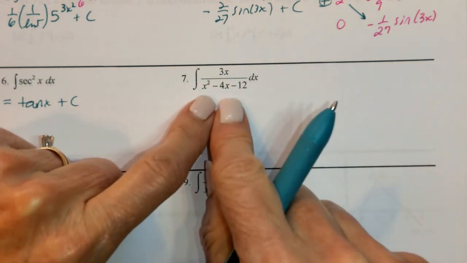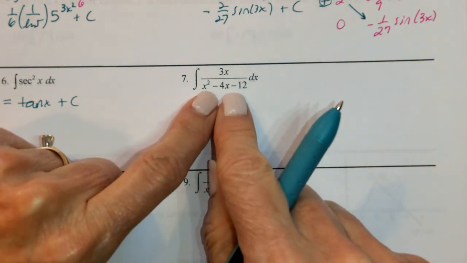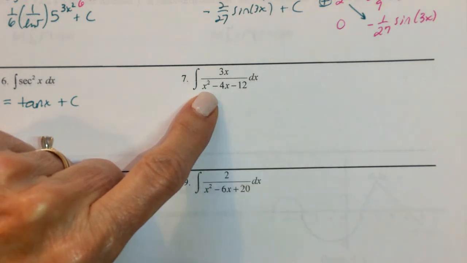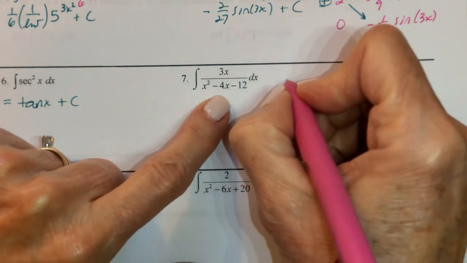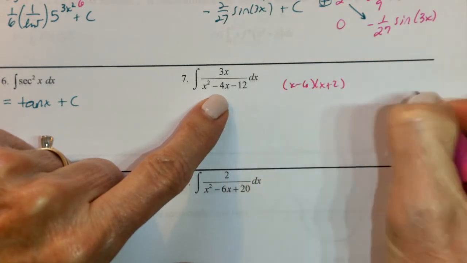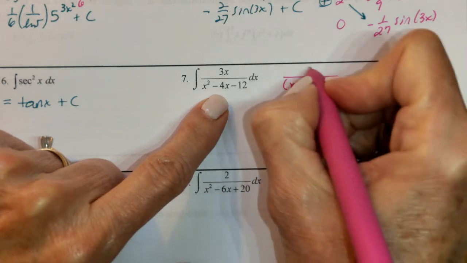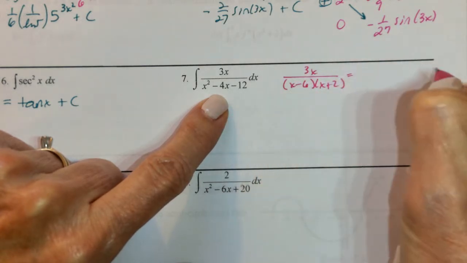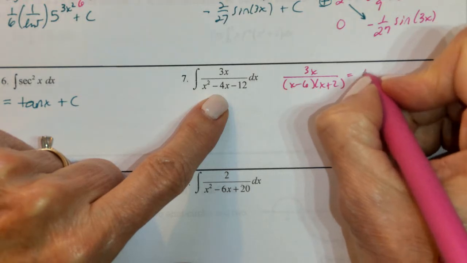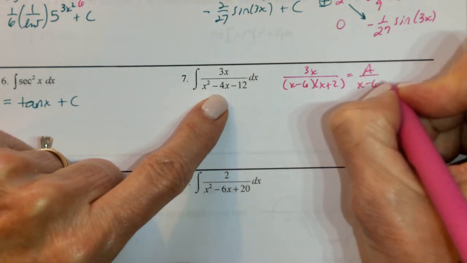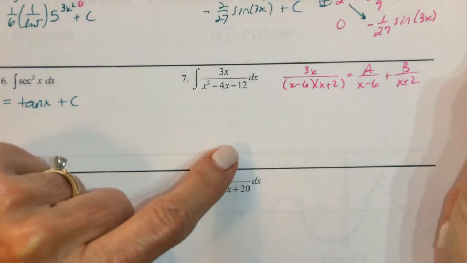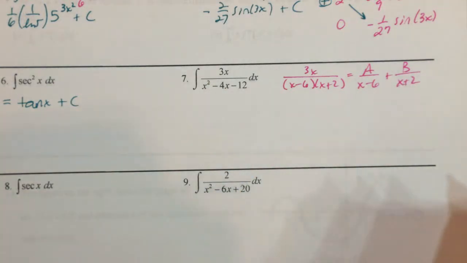For this one, I noticed the denominator. Can the denominator be factored? It can be factored because it factors into x minus 6, x plus 2. If we can factor, I'm going to go off to the side and do partial fraction decomposition. Little partial fraction decomp, and then we'll integrate.